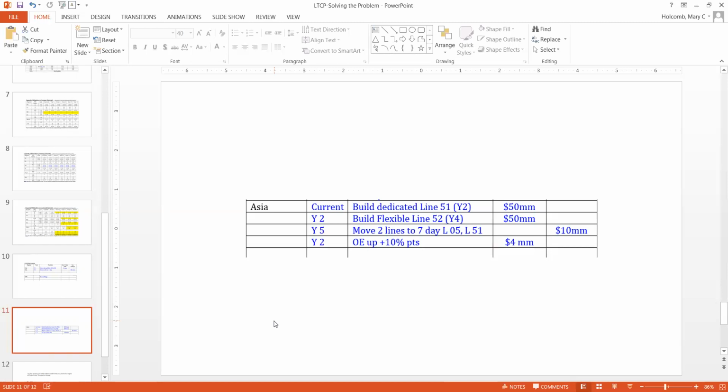So if we do that in year 2, then it's going to be up and operational in year 4. Now, in year 5, if you think what happens, we've got the flexible line into place.